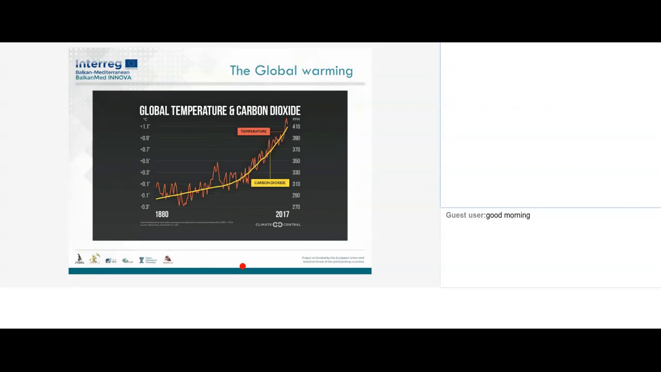The consequences of these changes in the concentrations of the greenhouse gases are difficult to predict, but several signs are already here. It's a very complex procedure to predict, but we already have several signs. In the next few slides, I'm going to show you a few of these signs. Let's start with this graph where we have global temperature and carbon dioxide concentrations.